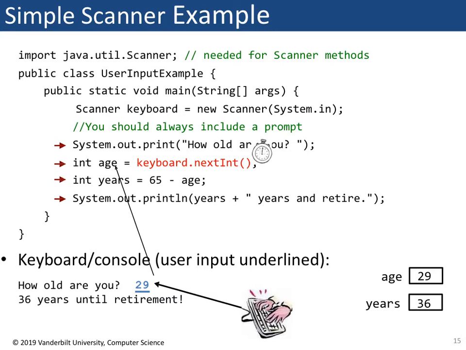Okay? Immediately after that, we have another assignment operator. So we again evaluate the right-hand side. 65 minus 29, that's going to be 36. The left-hand side is a variable declaration. So we declare the variable years, and we assign the variable years 36. And then finally, we are going to print out the value years followed by years until retirement. So we print out 36 years until retirement.